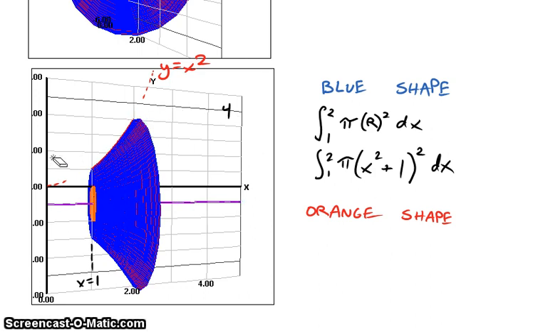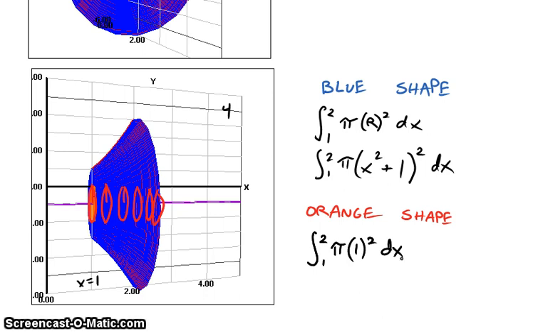So the orange cylinder going through is made up of circular cross-sections, just like every other shape that we'll be dealing with in these types of problems. But it has a constant radius all the way through. This orange shape is not too complicated. The radius does not change. Every radius is just 1. So we're going to integrate from 1 to 2 circles, and the area of a circle is pi r squared. So pi times 1 squared dx.